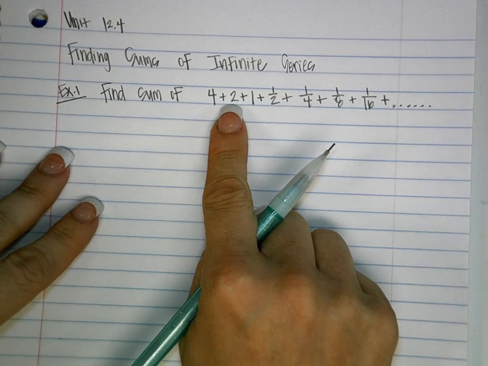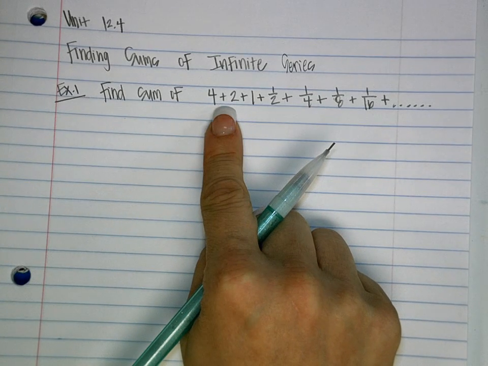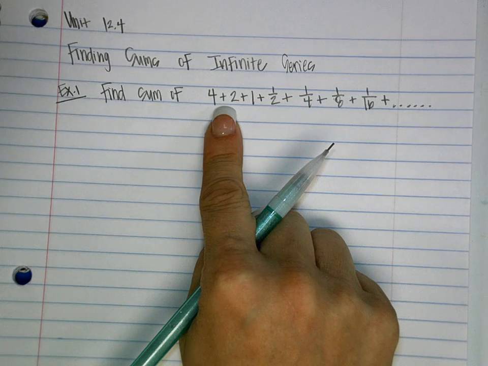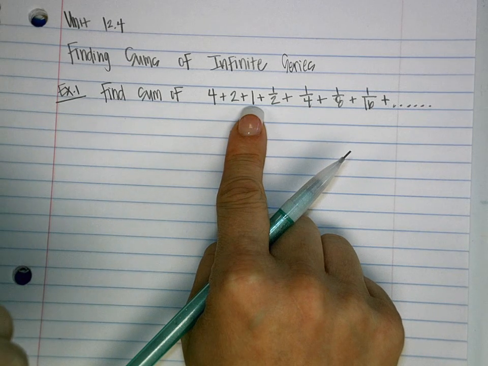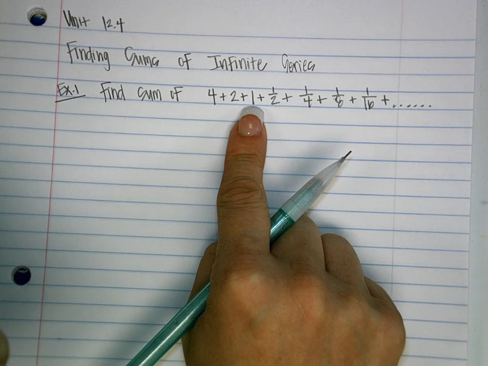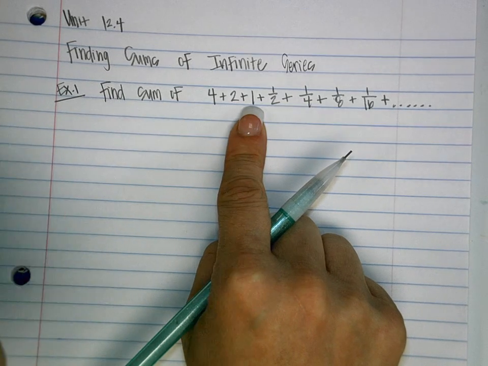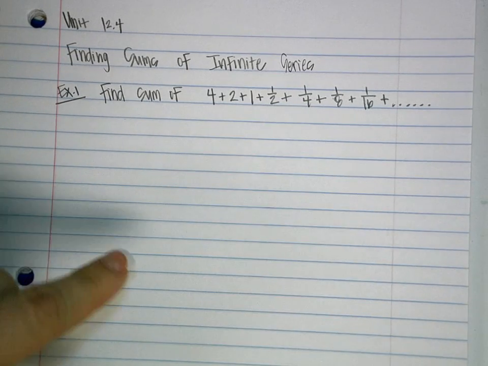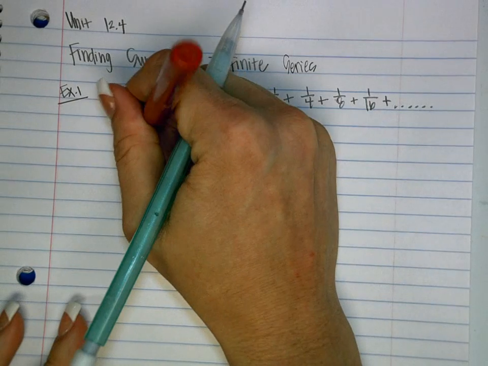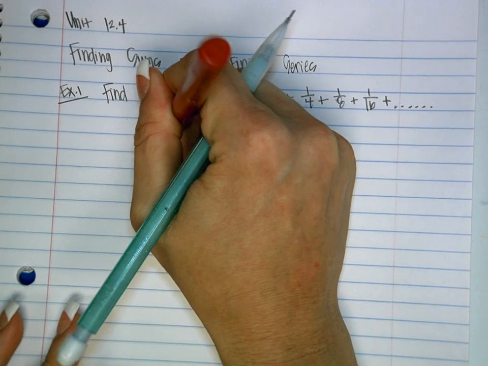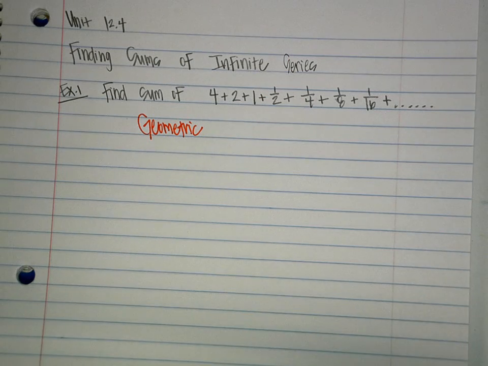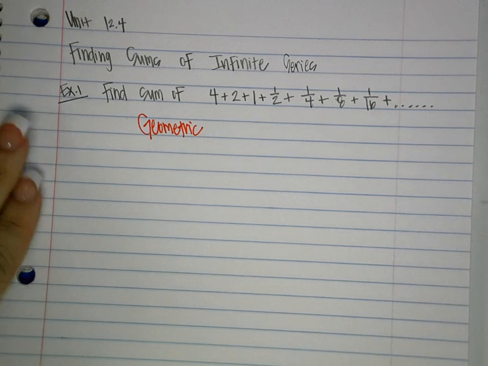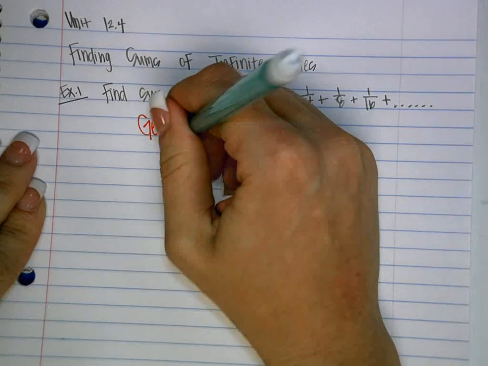To get from 4 to 2, what would you add? Negative 2. Can you add negative 2 to get from 2 to 1? No, therefore it has to be what? Geometric, because you're not adding something consistently. Okay, this has to be geometric. If it's geometric, then it has a common what? Not difference, but a common ratio. So how do you find the common ratio?